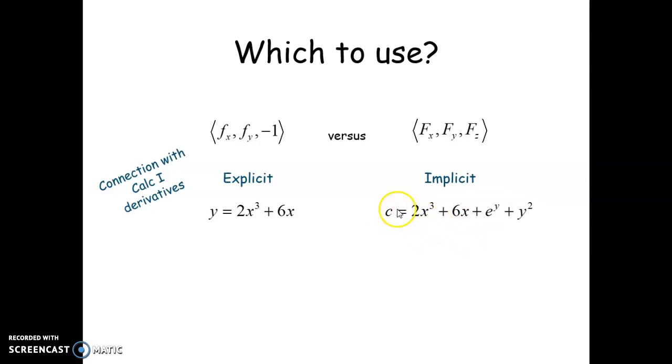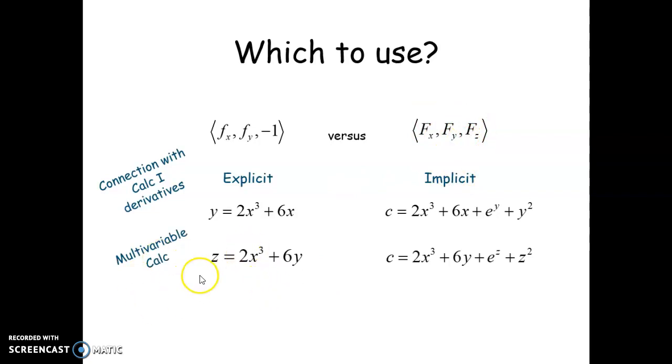I just want to bring to your attention that one method we used was when we were able to solve for the variable, and the other was when we could not. That's going to be key for whether we use the -1 or the capital F. Now in multivariable calculus, there are times when we can solve for z and get a nice little formula. We can make the statement z equals. And just like in Calc 1, we do have some relationships where we are unable to solve for z. So how do we go about this?